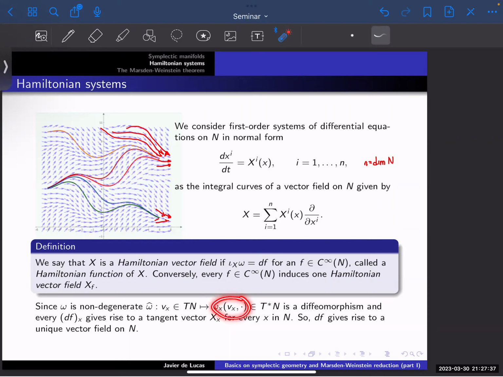So it turns out that this is an element of the cotangent space. Indeed, this belongs to the cotangent space at x of the manifold M. Remember that when you have the symplectic form omega and it is not degenerate, this map is a diffeomorphism. There is a one-to-one relation. So if you have a certain function, the differential of the function is something that for every point x gives you a covector belonging to the cotangent space at x.